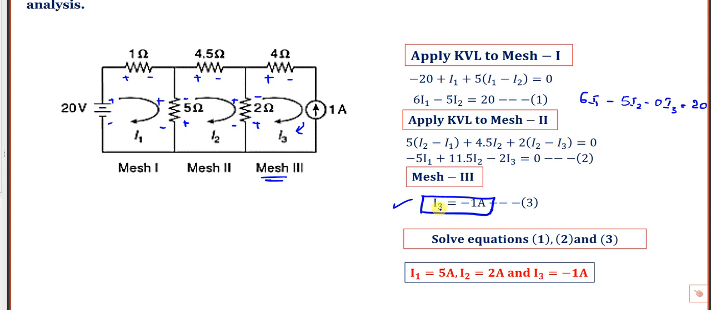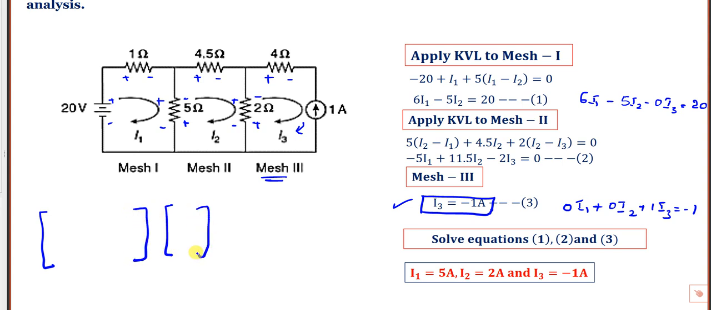And for equation number 3, we have I3, because we cannot apply KVL for mesh 3 as there is a current source. So we can write 0 I1, 0 I2 plus 1 I3 is equal to minus 1. So I can write three equations. From equation number 1, what is the coefficient of I1? It is 6, then minus 5. Coefficient of I3 is not there, 0.